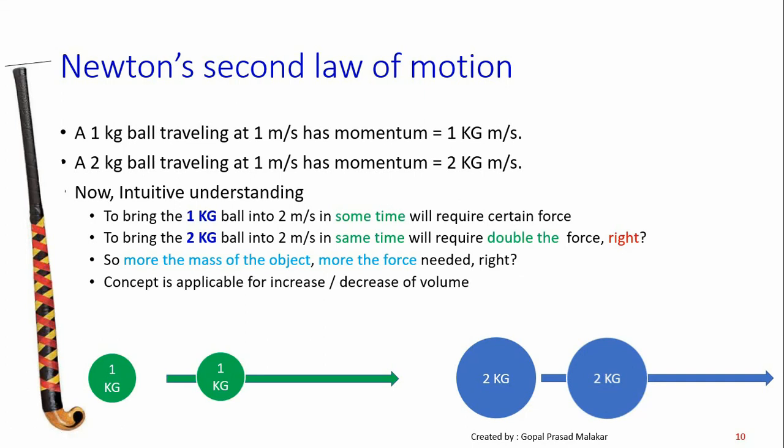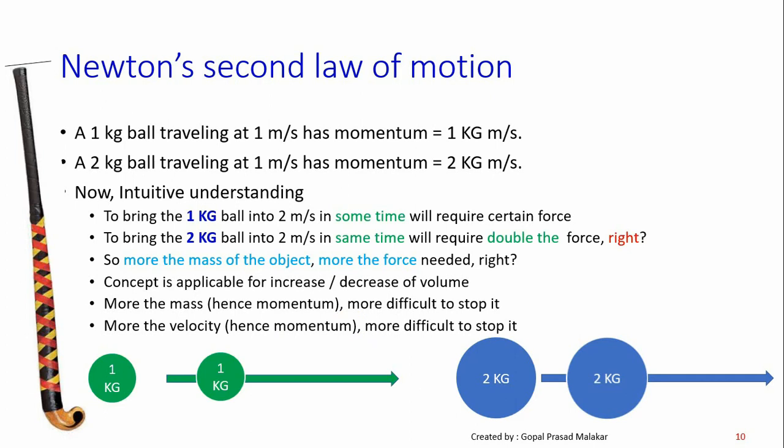And one more thing you need to understand. Till now I talked about when the speed was 1 meter per second and you try to bring it to 2 or 3 meter per second, but the same is applicable even when you want to stop it. When the mass is more, you will require more effort to stop it. And when the velocity is more, so if a ball is traveling with 3 meter per second and you want to stop it, obviously you need to put in more effort than for a ball which is moving with 1 meter per second.